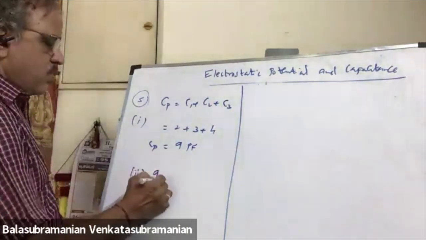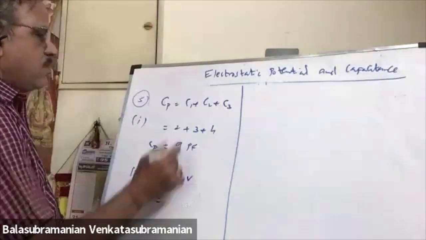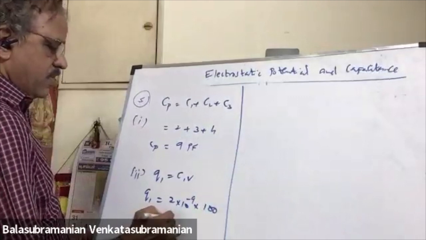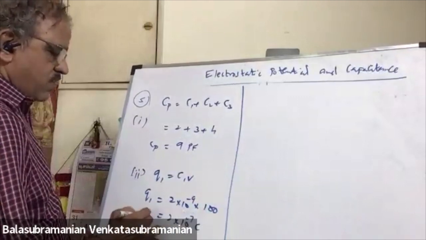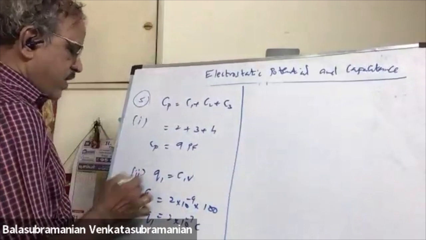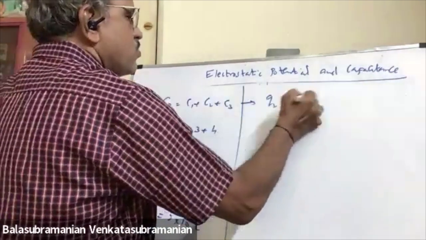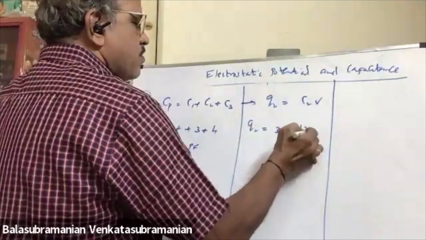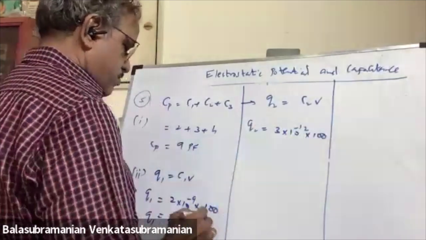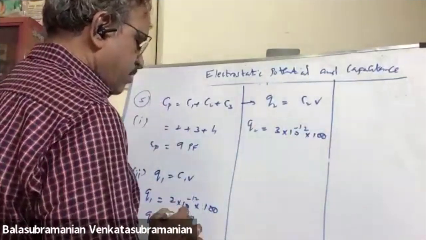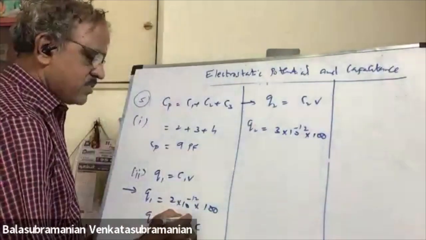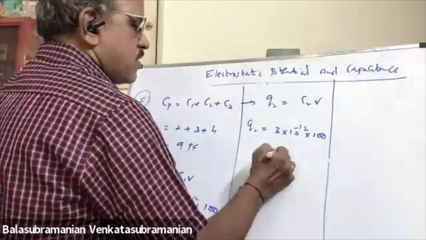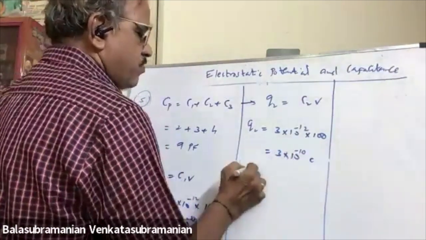So Q1 is equal to C1V. That is 2 into 10 power minus 9 into 100. 2 into 10 power minus 7 coulomb. First part. Second, Q2 is equal to C2V. 3 picofarad into 100. Pico, 10 power minus 12. So minus 10 coulomb here. Next, 3 into 10 power minus 10 coulomb.